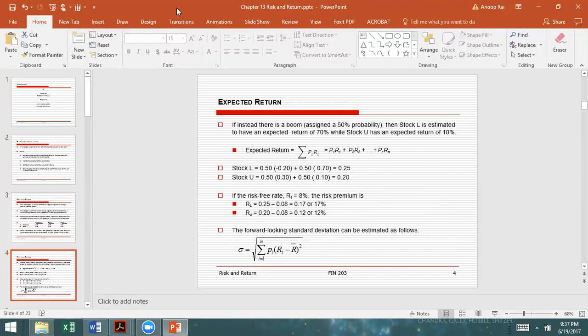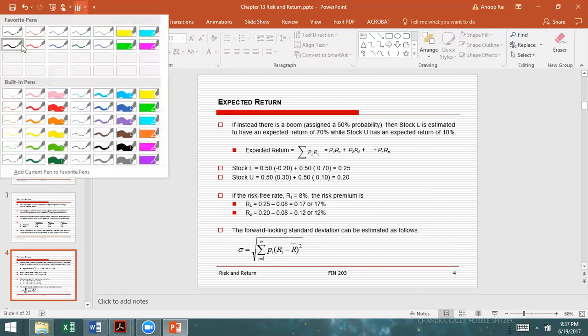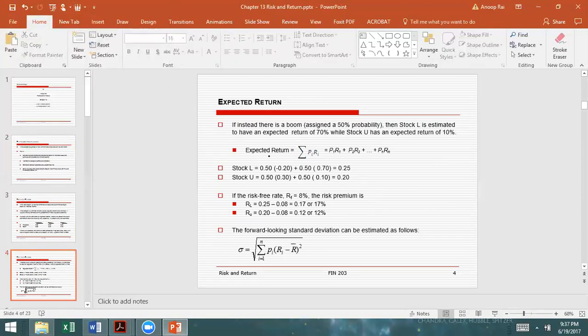Summed up all the numbers and we divided by 4. But here it's different because here we have probability numbers. So in this case, what we say is that the expected return is equal to the sum of Pi Ri. So that's a probability times the return plus probability times the return plus probability times the return.